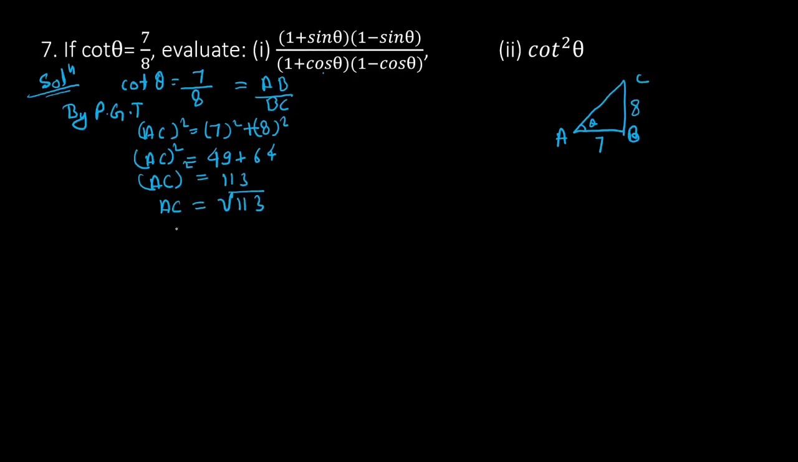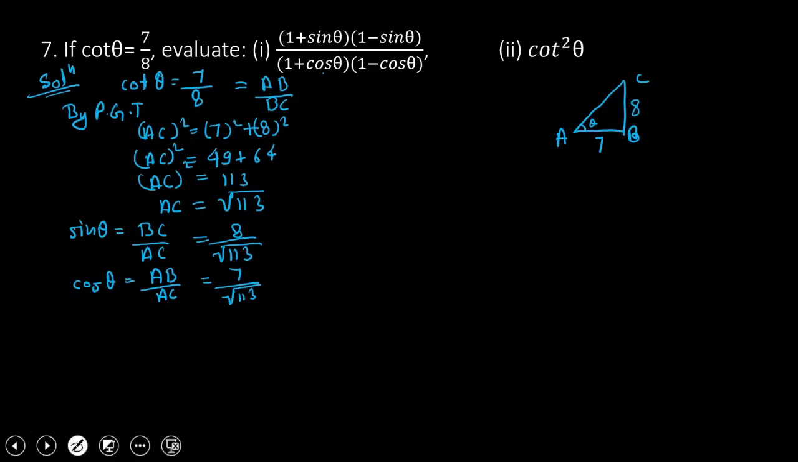Now to solve our first question we have to find sine theta and cos theta. So sine theta equals BC upon AC, so it will be 8 upon under root 113. And cos theta equals AB upon AC, equal to 7 by under root 113. Now we will solve the first one.